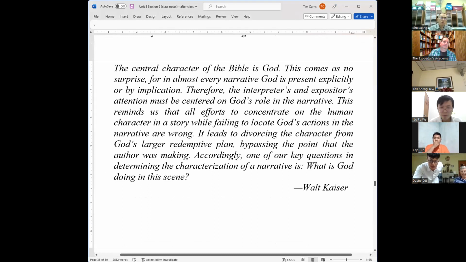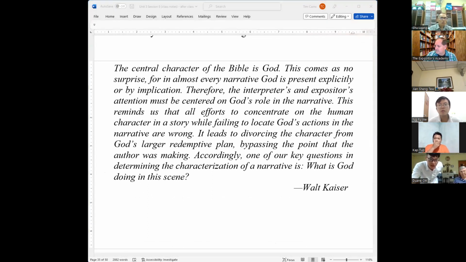The central character of the Bible is God. This comes as no surprise. For in almost every narrative, God is present explicitly or by implication. Therefore, the interpreter's and expositor's attention must be centered on God's role in the narrative. This reminds us that all efforts to concentrate on the human characters in a story, while failing to locate God's action in the narrative, are wrong. It leads to divorcing the character from God's larger redemptive plan, bypassing the point that the author was making. Accordingly, one of our key questions in determining the characterization of a narrative is, what is God doing in this scene?